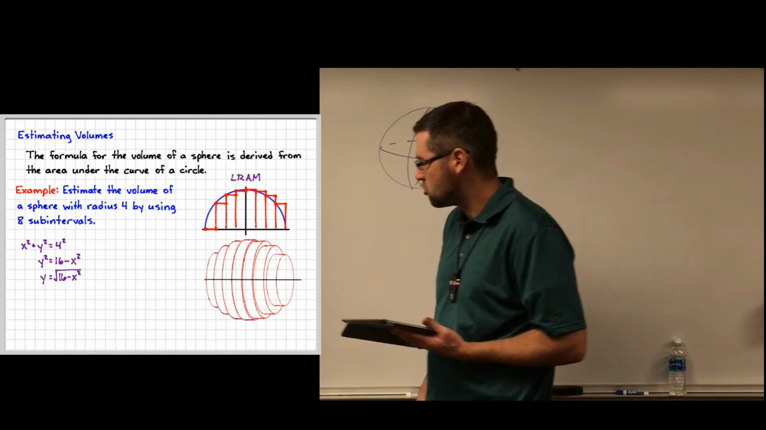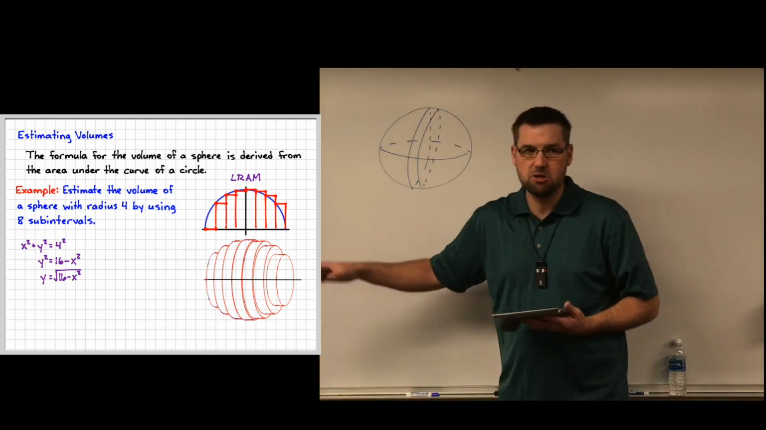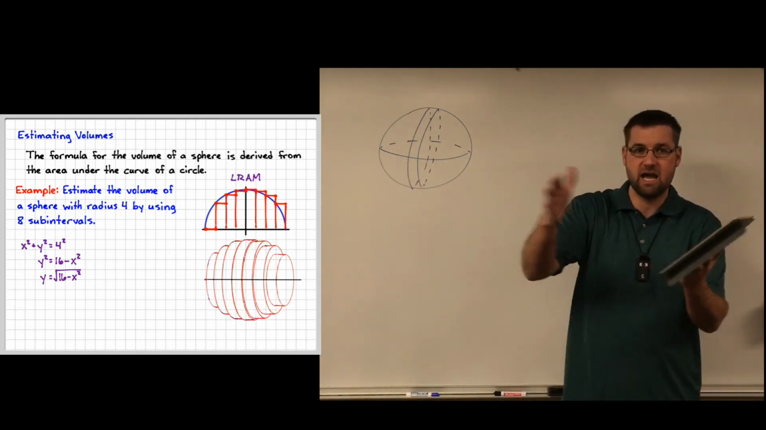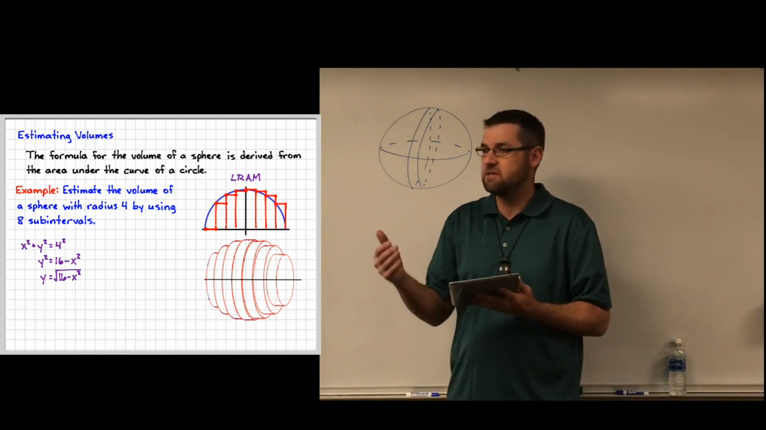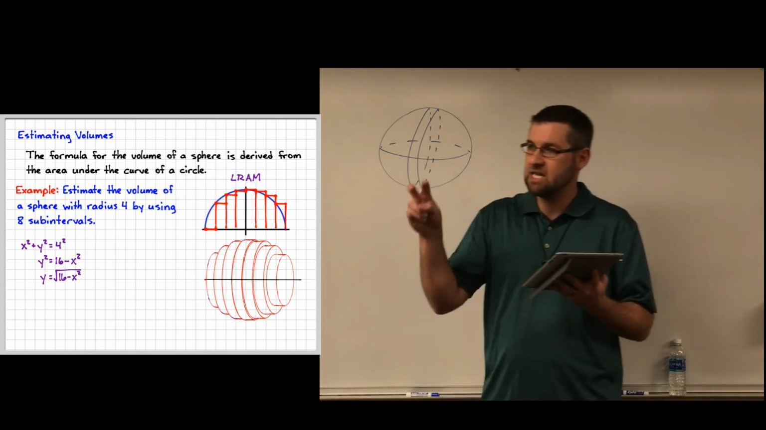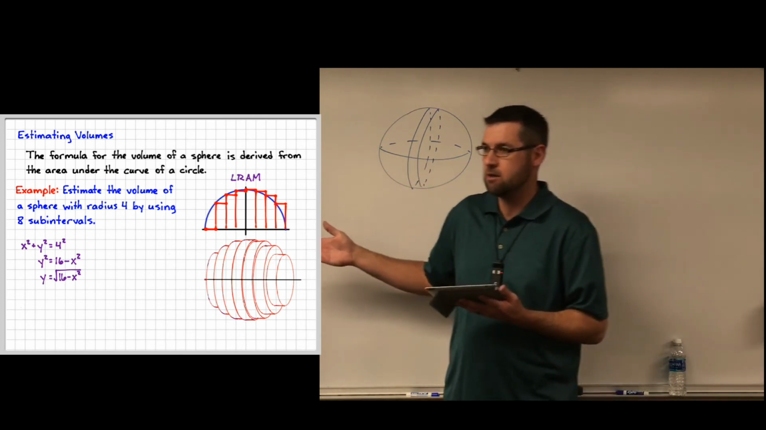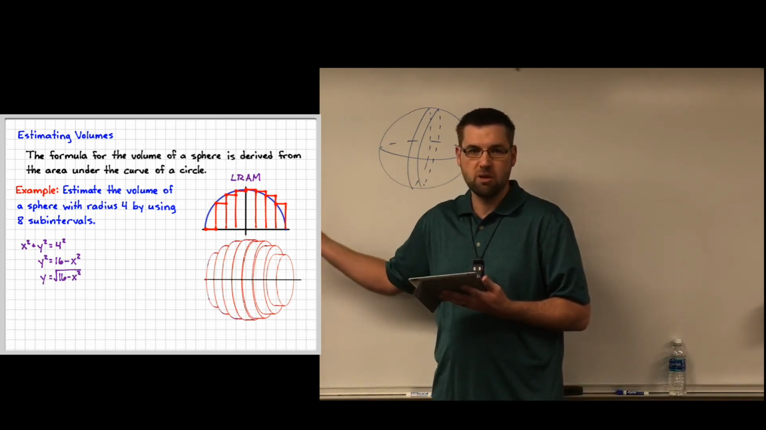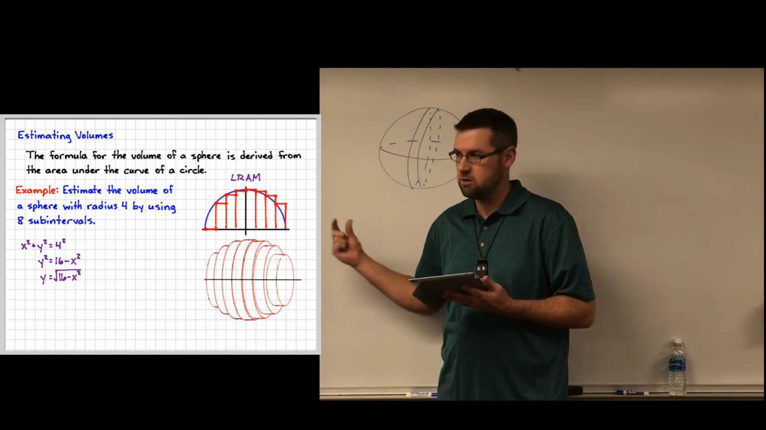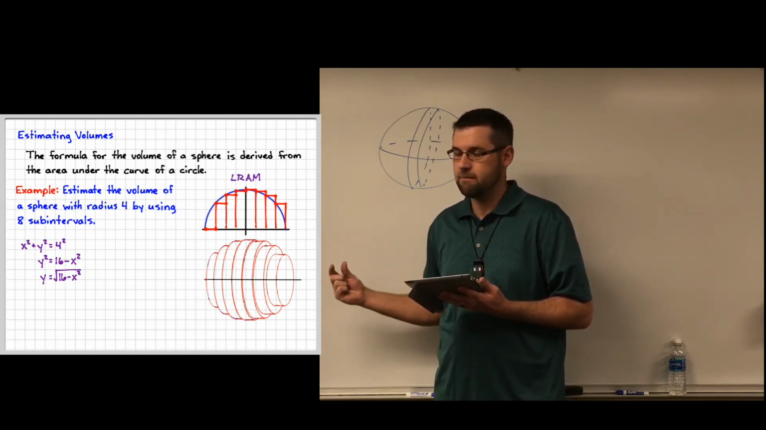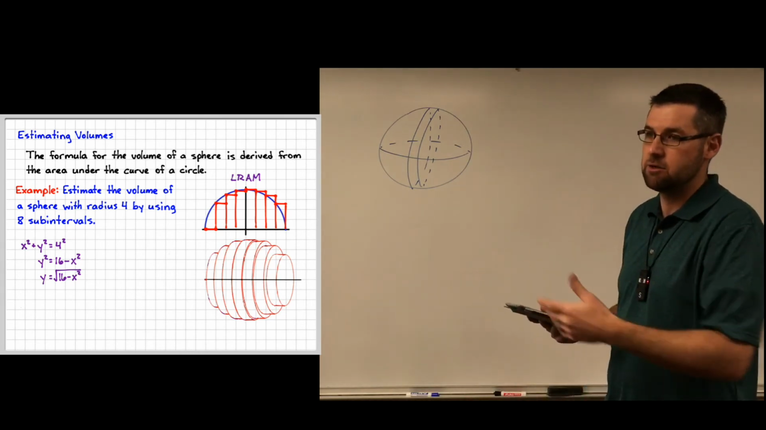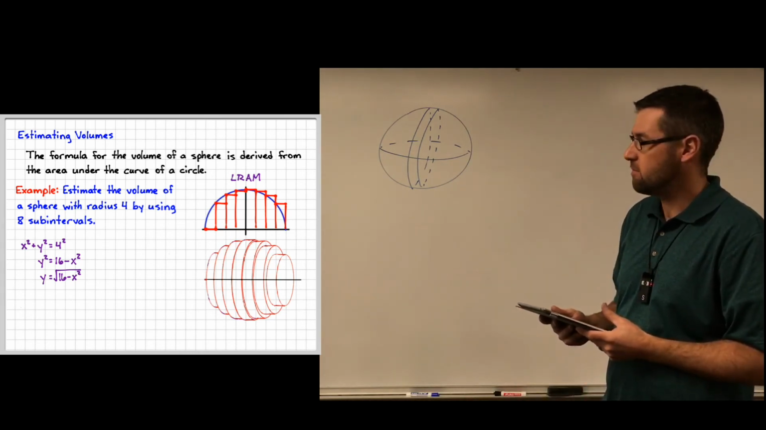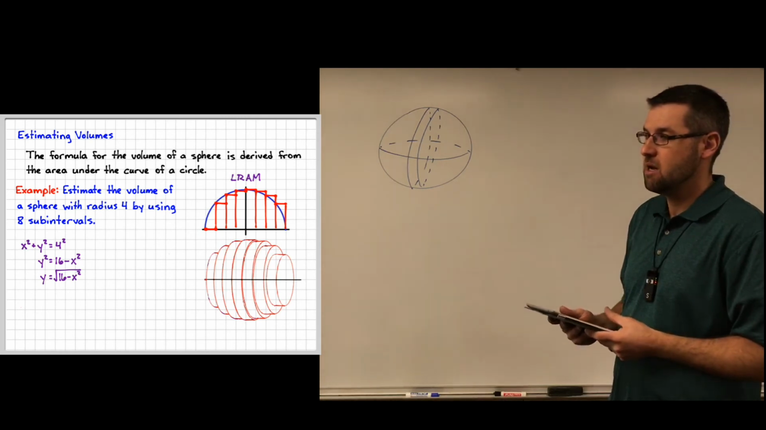All right. So now you can see you have a bunch of cylinders that are kind of stacked up next to each other, right? And in order to find the volume of the sphere, that would be kind of equivalent to finding what? The volume of each cylinder and then doing what? Adding it up, right? So, what is the volume of a cylinder then? Pi r squared times height.